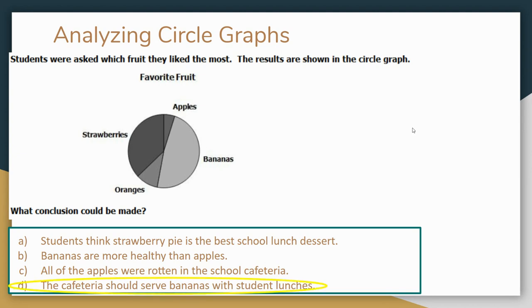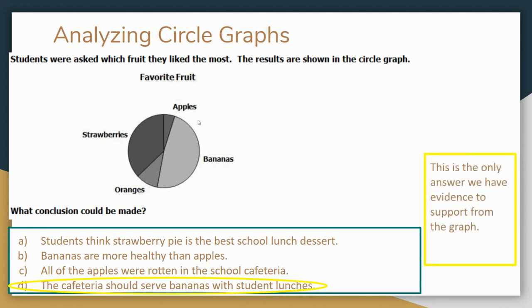And the best conclusion we can make is D, that the cafeteria should serve bananas with student lunches. So if we look at our options, we can see that A, students think strawberry pie is the best lunch dessert. We can't really prove that because we don't see anything on our graph about strawberry pie. And B, we can't prove based on what we have that bananas are more healthy than apples. And we also can't prove C, that all the apples were rotten in the school cafeteria. So none of those 3 choices really made sense and were able to be proven from the graph. The only one that works is D. And that's the only one with evidence from our graph.